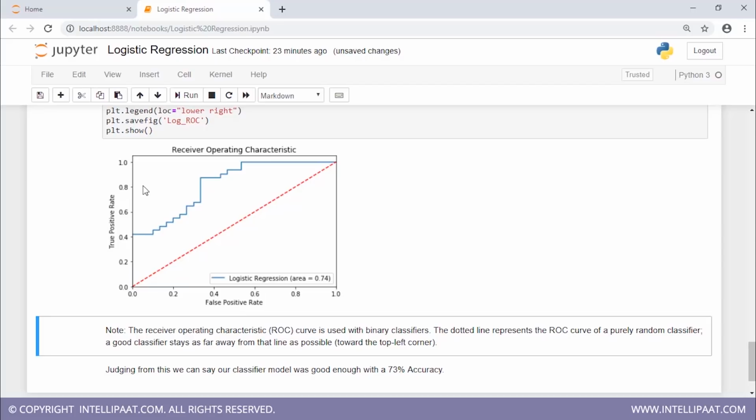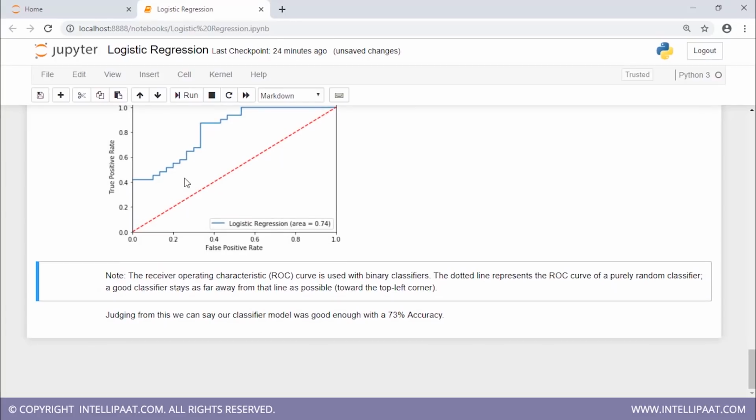The closer this curve is to this top left corner over here, the better the model. That is, this curve needs to cover greater area. And this red line represents a classifier which would give you around 50% accuracy, and your model would be better the farther away it is from this red line. That is, this blue line has to be towards the top left corner. And this is how we can implement a logistic regression model with the help of sklearn.